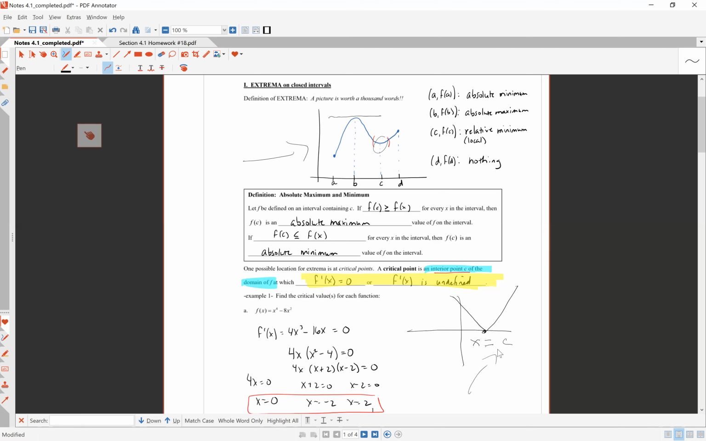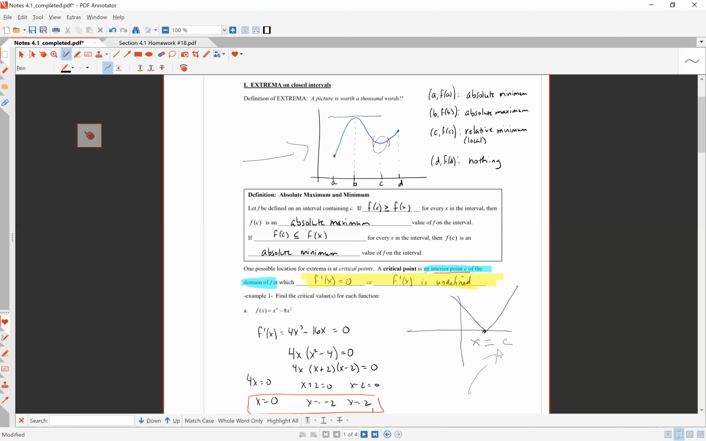There are two types of extreme values that we're going to be talking about. There's the absolute minimum, which we talked about a little bit before, and then there's the relative minimum. The absolute maximum on an interval is where the second coordinate is the largest value, and the absolute minimum is where the second coordinate is the smallest value. Relative just means that nearby, it's the largest or the smallest.